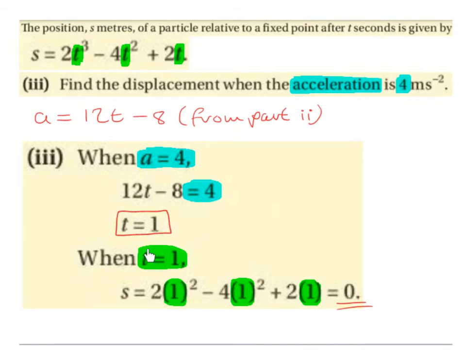So when t is equal to 1, we're going to substitute 1 back into the original equation, which is s. So we have s equals 2 times 1 cubed minus 4 times 1 squared plus 2 times 1, which is equal to 0. So the displacement when the acceleration is 4 meters per second squared is 0.